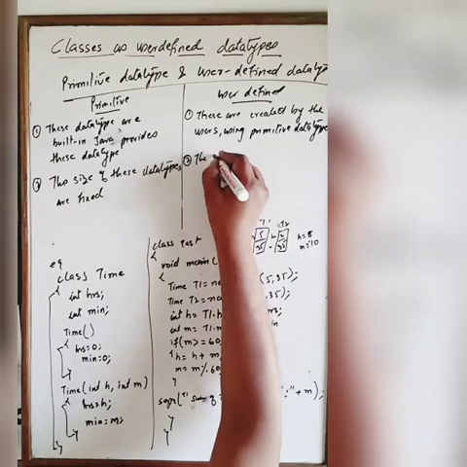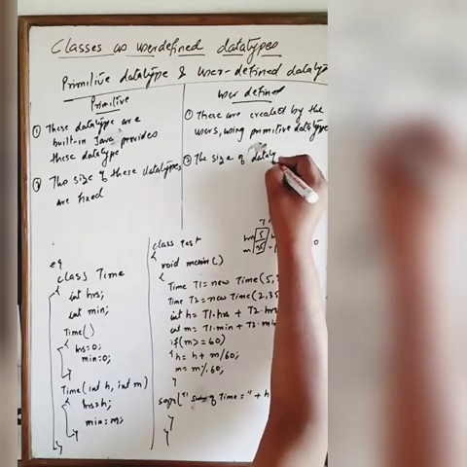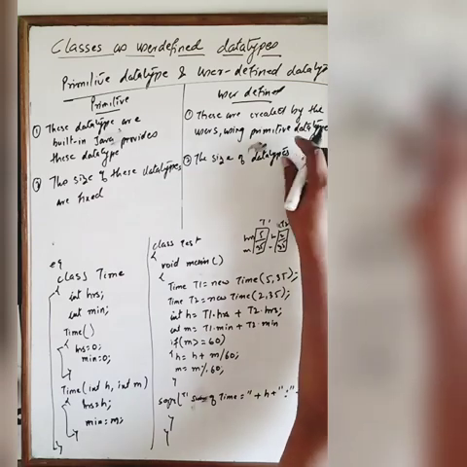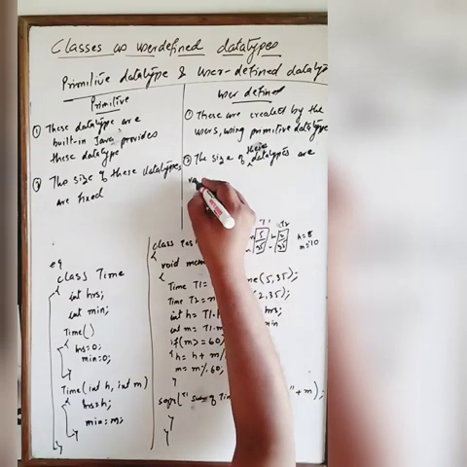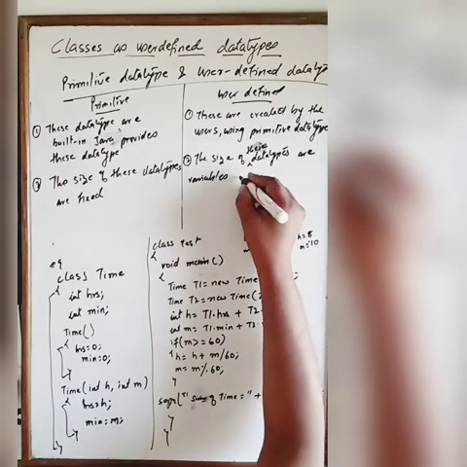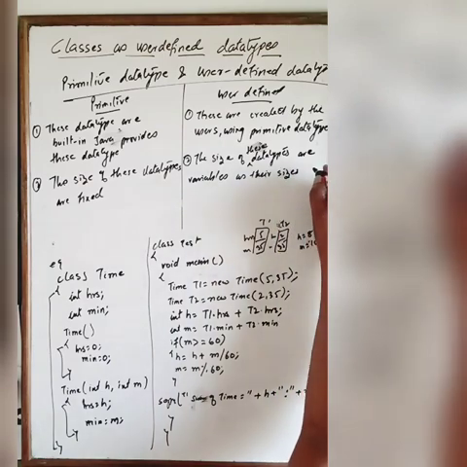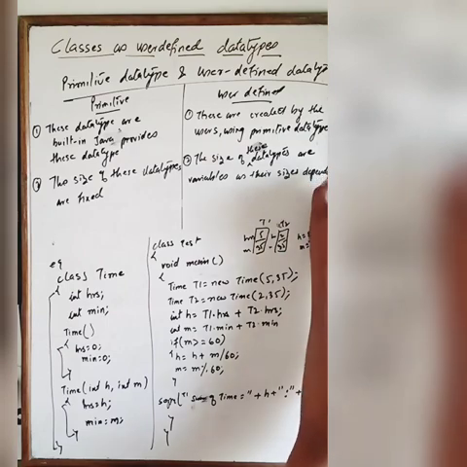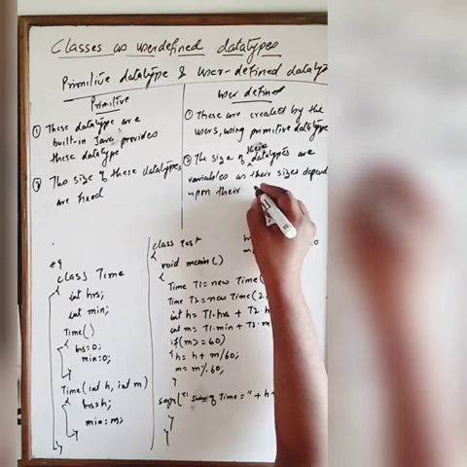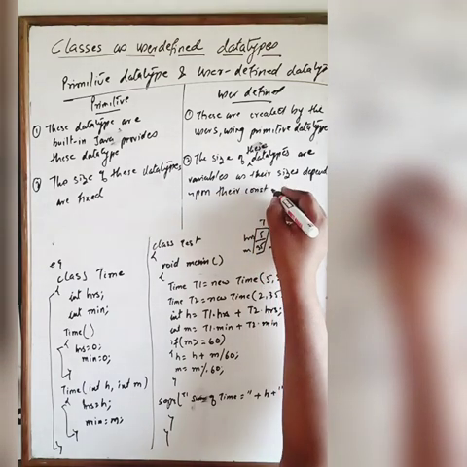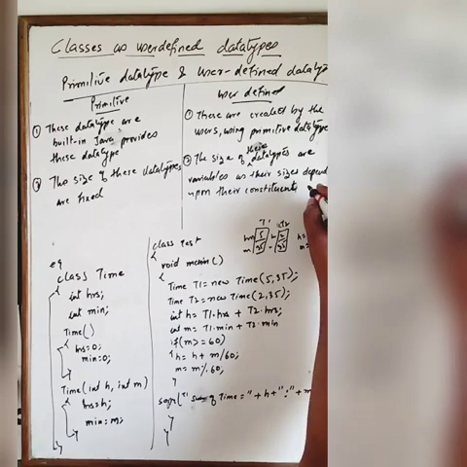Second point in this, the sizes of these data types are variable, as their sizes depend upon their constituent members.